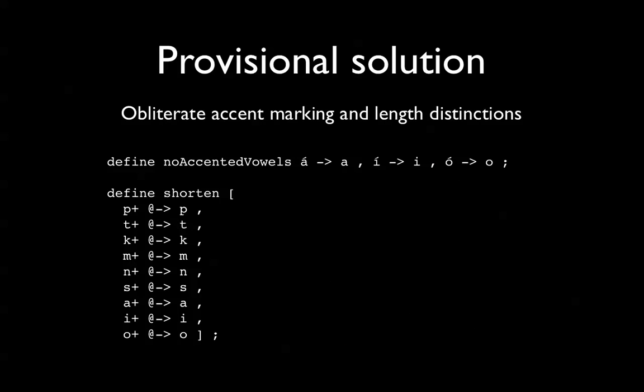My provisional strategy for improving the performance of the phonology was to obliterate all accent marking and length distinctions. The no accented vowels rule transforms accented vowels to their unaccented counterparts. Similarly, the shorten rule transforms any contiguous sequence of two or more characters to one of those characters. These rules were added to the end of the phonology after all of the other rules. In addition to modifying the phonology in this way, it was also necessary to remove length and accenting distinctions to orthographic inputs prior to parsing.